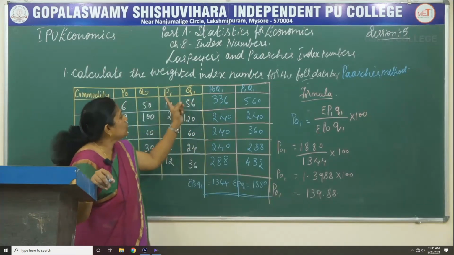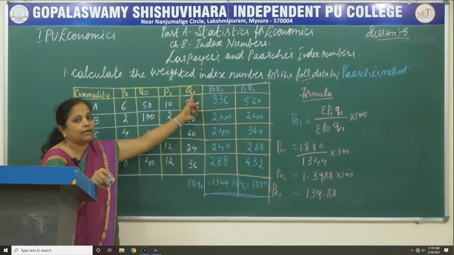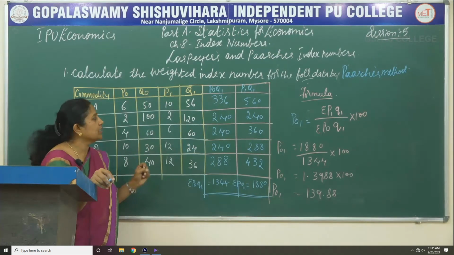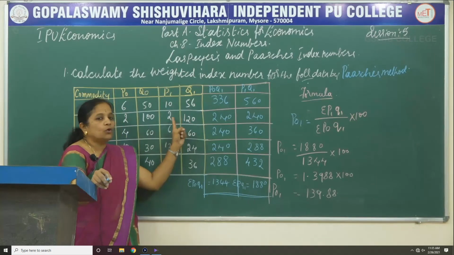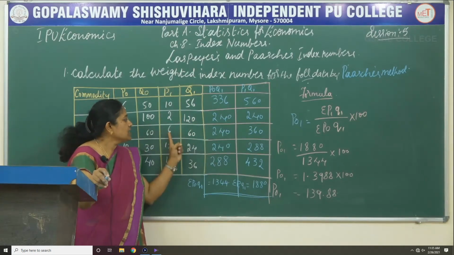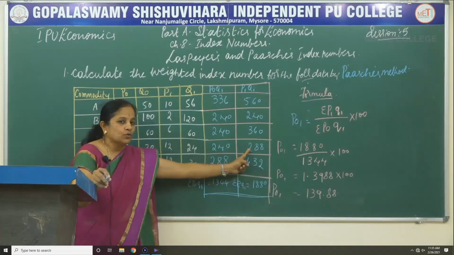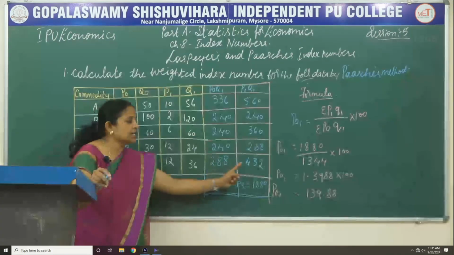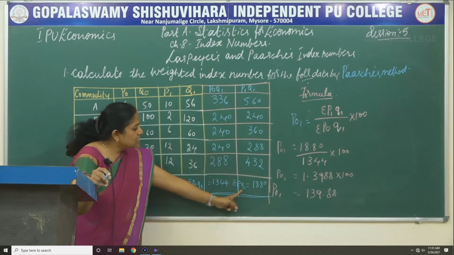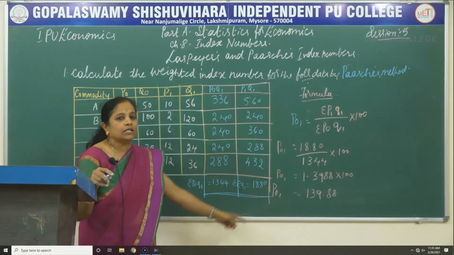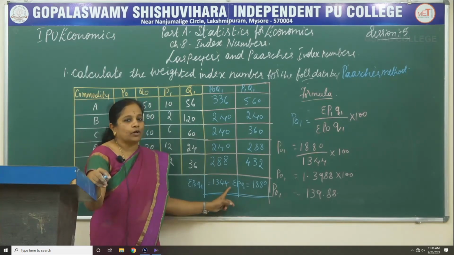So for the P1 Q1 we need to multiply only these two, that is the price of the current year and the quantity of the current year. So 10 multiplied by 56 is 560, 2 multiplied by 120 is 240, 6 into 60 is 360, 12 into 24 is 288, 12 into 36 is 432. So the totals when we add, we obtain sigma P1 Q1 as 1880 and sigma P0 Q1 as 1344.